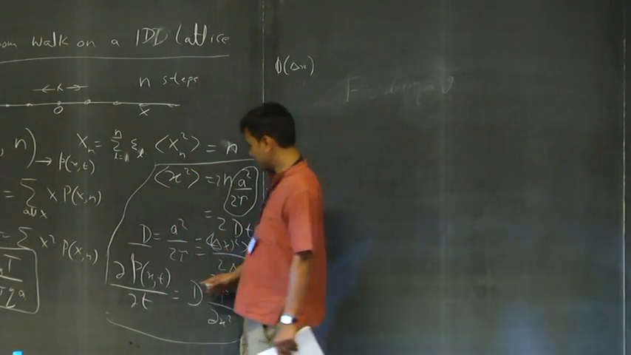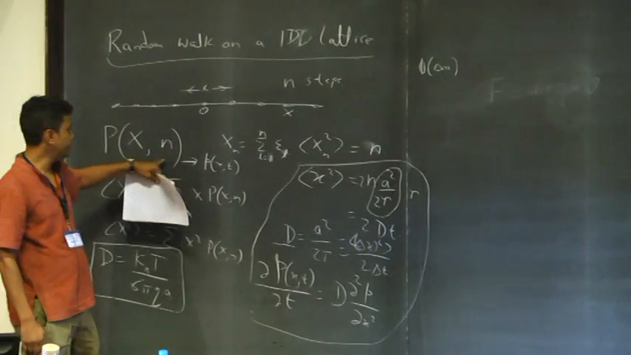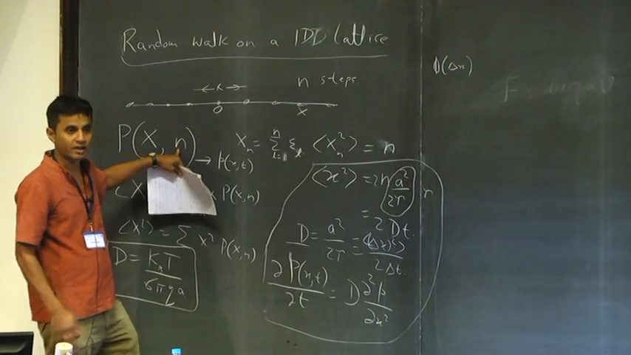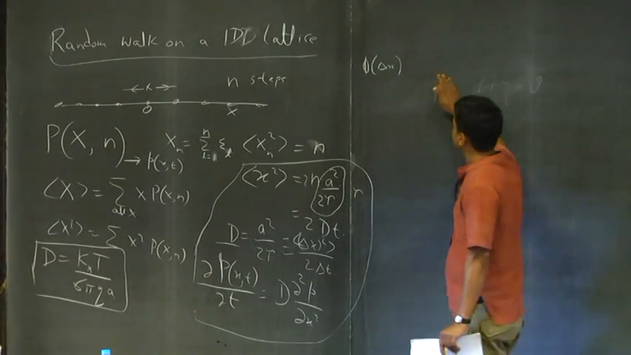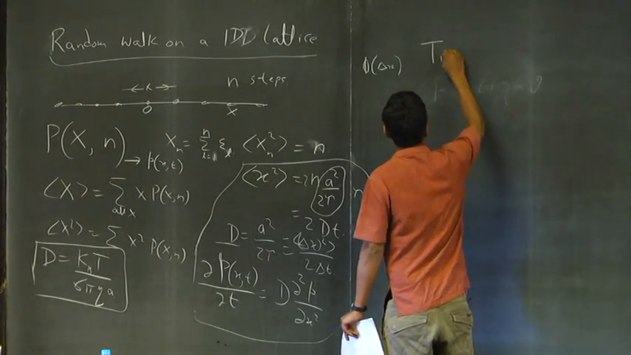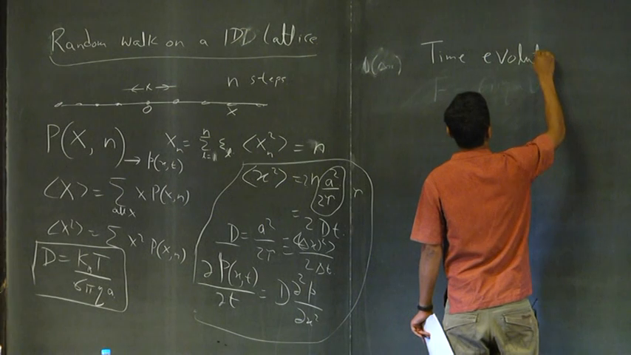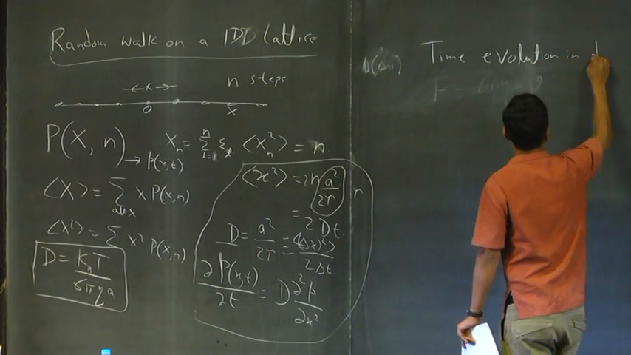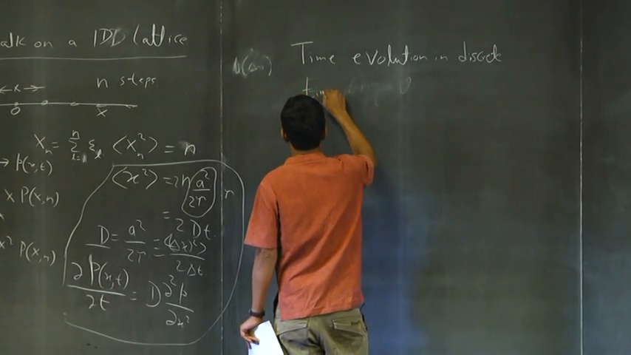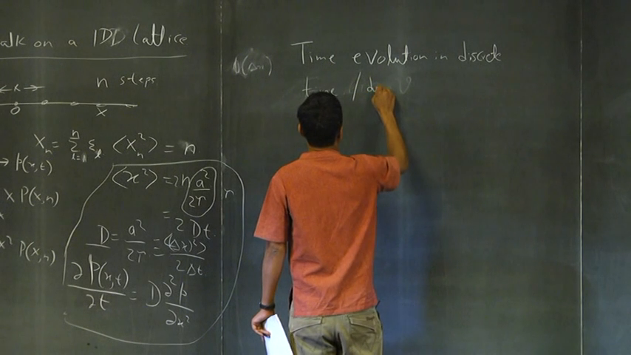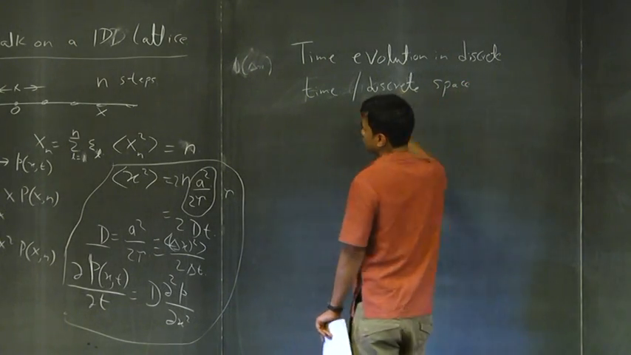In our case, instead of p of x, t, we have this probability function. So how does this evolve with time, which is this discrete time n? We can write a discrete version of this equation. So let's just look at that equation. Both time and space are discrete.